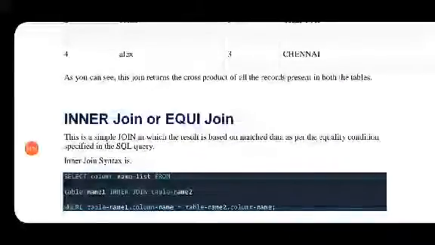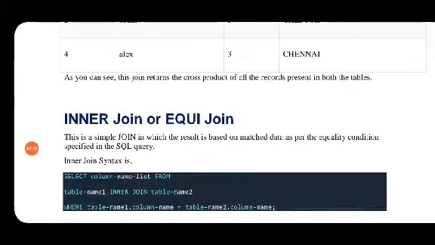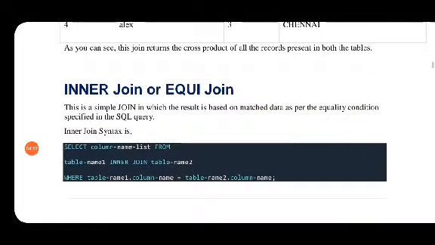Next we have got inner join or equi-join. This is a simple join in which result is based on matched data as per the equality condition. Now how to write the syntax? Select column name list from table name 1, inner join table name 2, where the condition is given, table name 1 dot column name is equal to table name 2 dot column name.